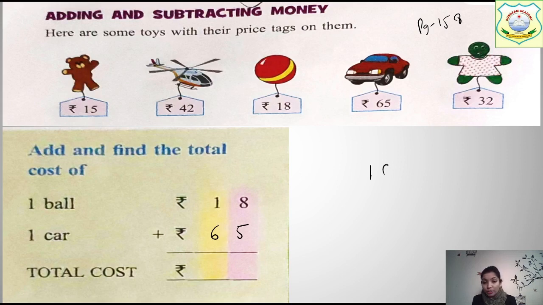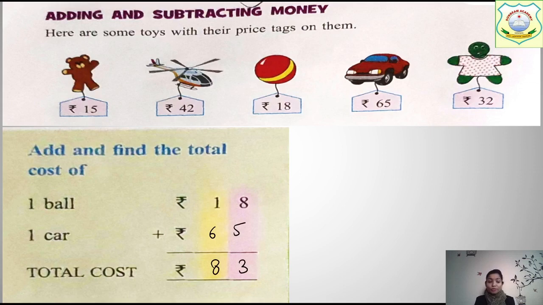We are adding 18 and 65 together. This is rupees. So now add 8 plus 5, how much? 13. Yes. So we will write here 3 and here 1 carry. 6 plus 1 is 7, plus 1, 8. So what we have got? 83. So now the total cost is 83. Got it? So now just write it down. Everybody, 65 here and 83 here as we got the answer.